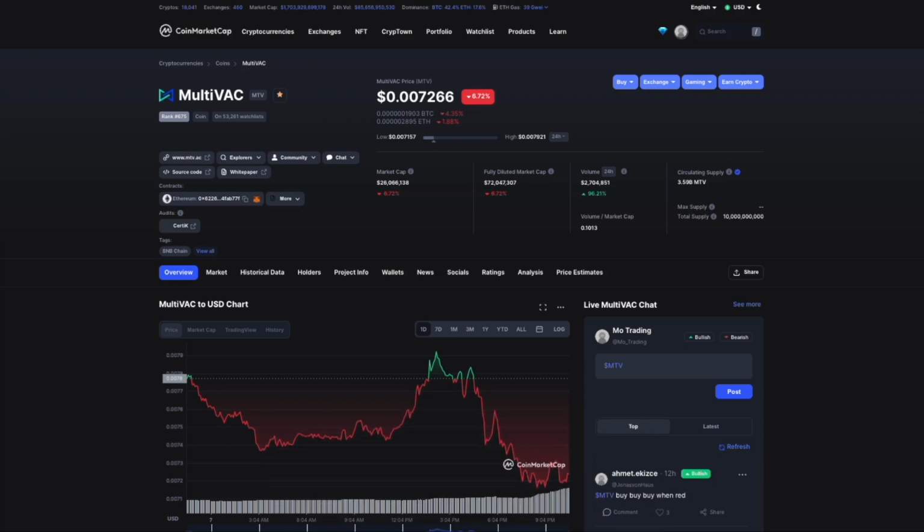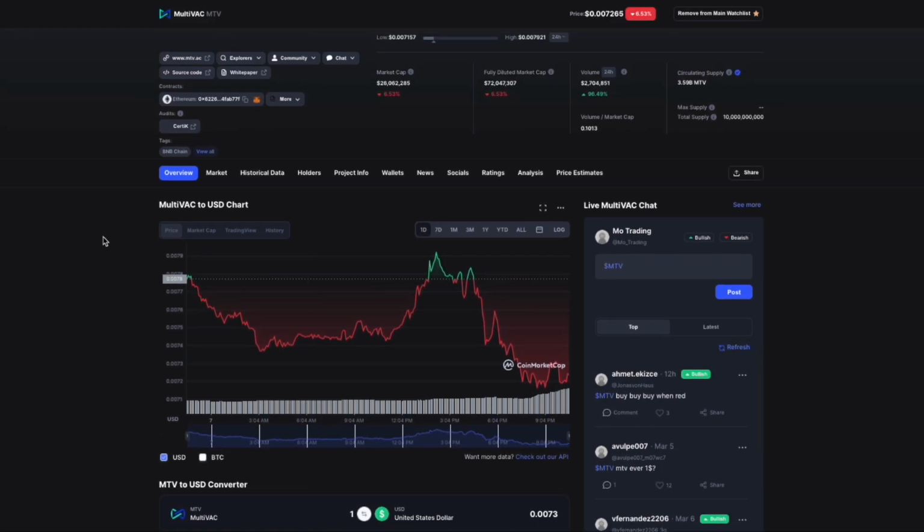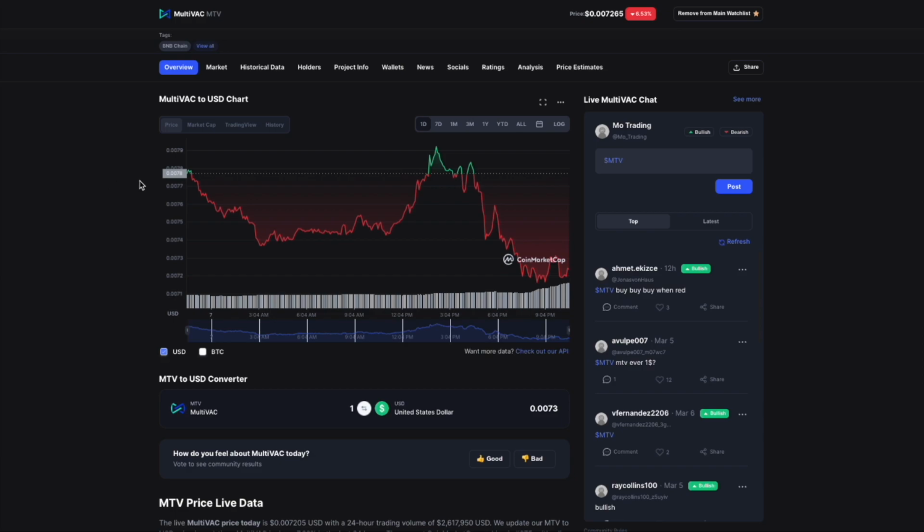So Multivac at the time of recording is currently down 6.72%. It's not looking too good for Multivac on the daily. You can see on the chart provided by CoinMarketCap. We will look into it more in depth on TradingView in a few moments.